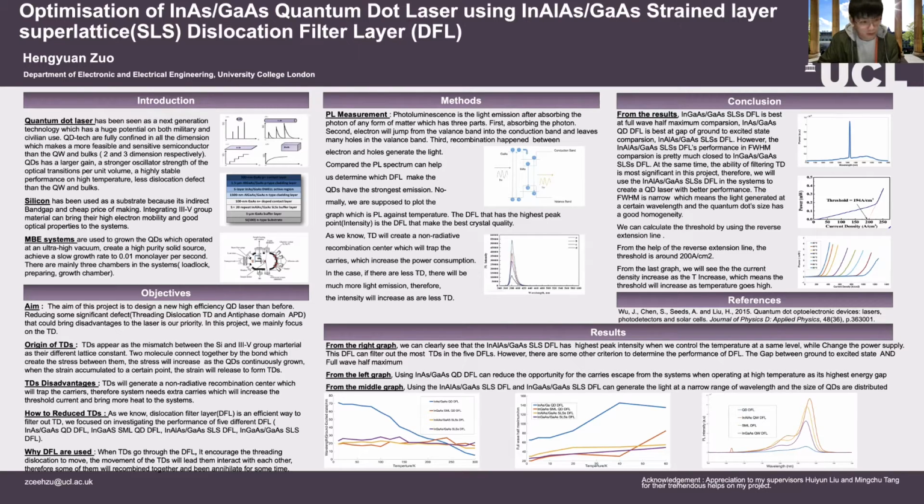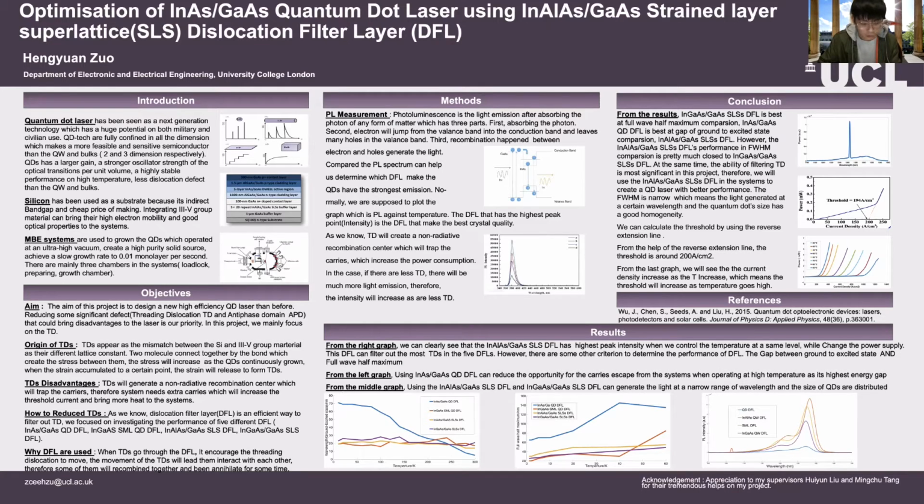And the next is about the operation system that we used. The system we used is the MBE system, which can be used to grow the QD. It operates at ultra high vacuum and uses a high purity solid source, which achieves a slow growth rate of 0.01 monolayer per second. There are three chambers in the system: a load lock chamber, a preparation chamber, and a growth chamber.